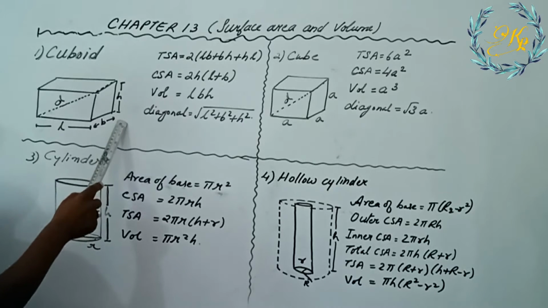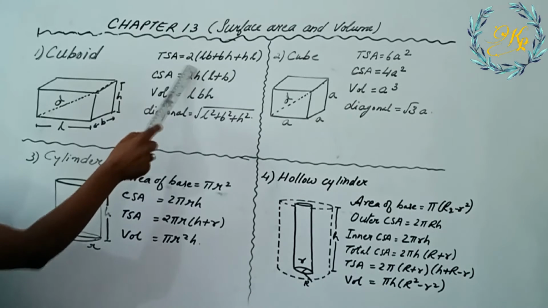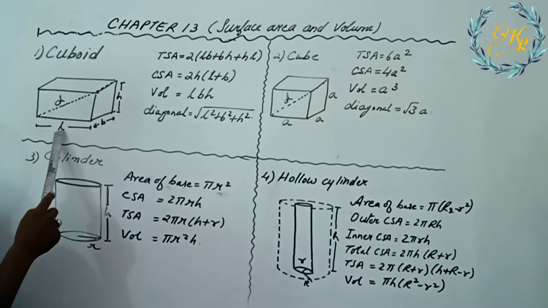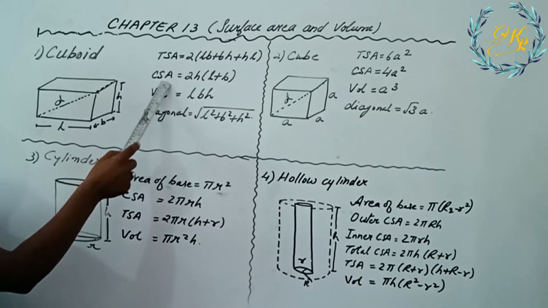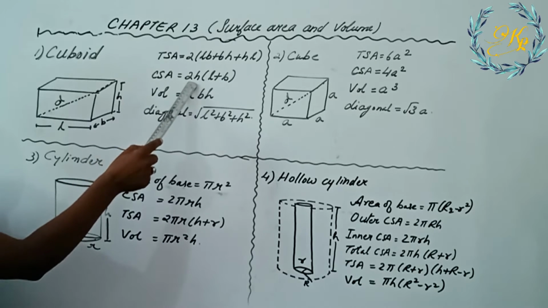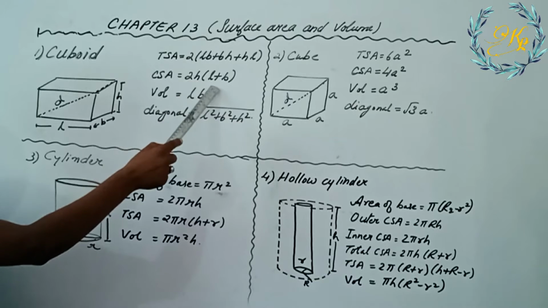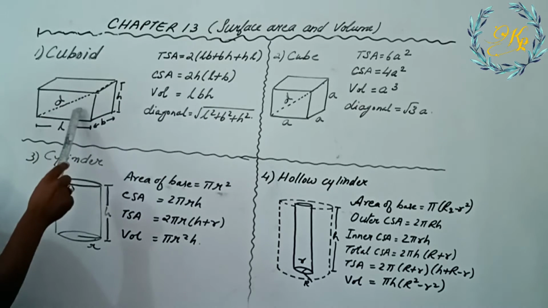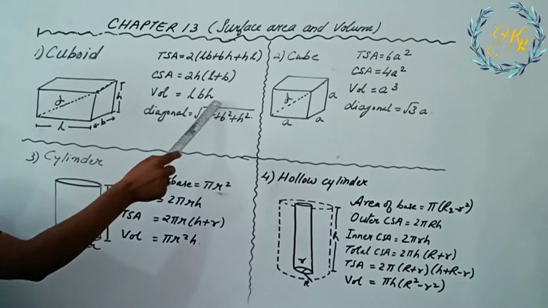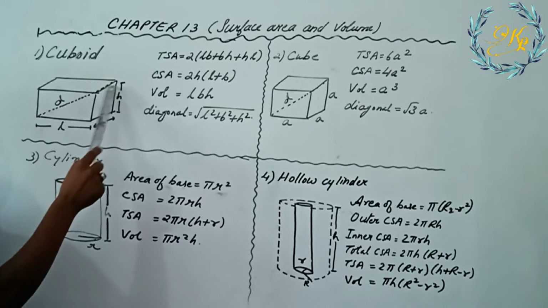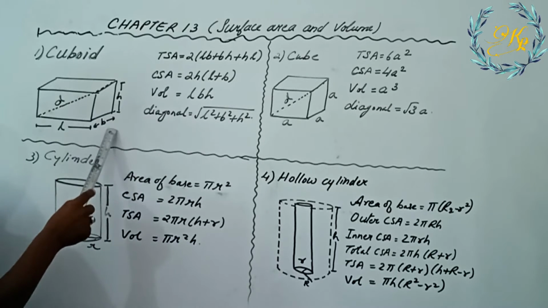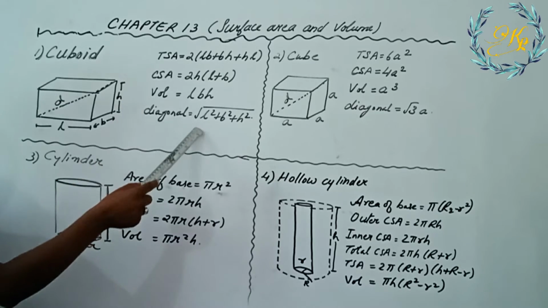If you find it, you use the formula 2 into length into breadth plus breadth into height plus height into length. If you want to find the curved surface area, then use the formula 2 into height into length plus breadth. If you find the volume, that is the quantity of matter inside the box, the formula is length into breadth into height. If you want to find the diagonal of the cuboid, we use the formula length square plus breadth square plus height square, and root of all that.